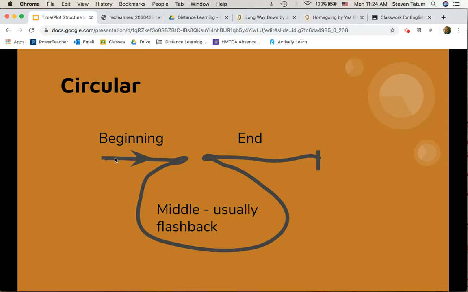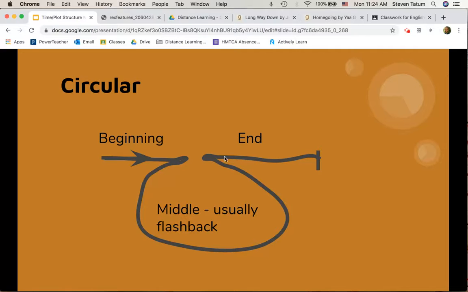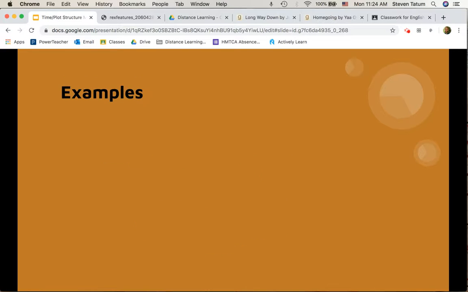Circular, here's my diagram of circular structure, where it's going along here at the beginning, and then we get this long flashback that winds us around, and then we get right back to the end where it picks up, and then we finish there. Here are some specific examples.